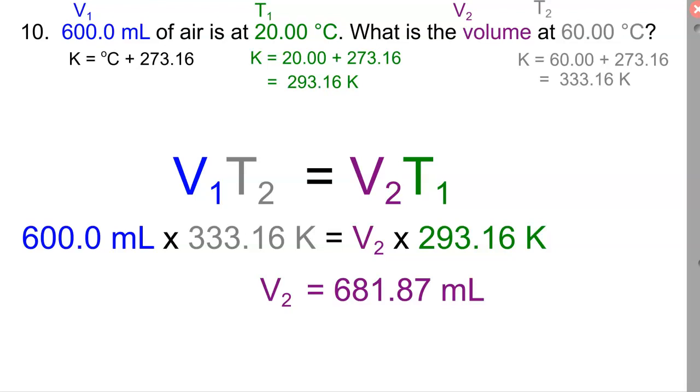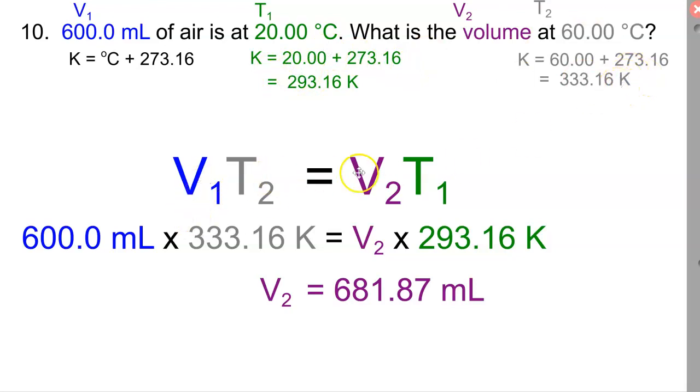Okay, example 10. If you haven't done so, pause the video, try not to look at the screen, and label yourself to make sure you can label appropriately. So I have 600 milliliters, that's my V1, at 20 degrees Celsius, that's my T1. I want to know what's the volume when the temperature gets to 60 degrees Celsius. Every degree Celsius temperature must be used in Kelvin units, so I have to convert both of them. That's what I did right here, and that's what I did right here.